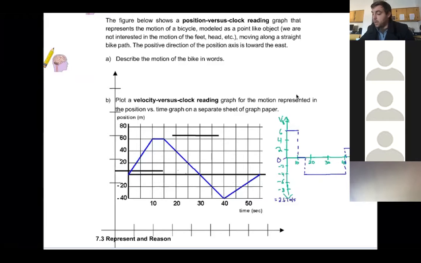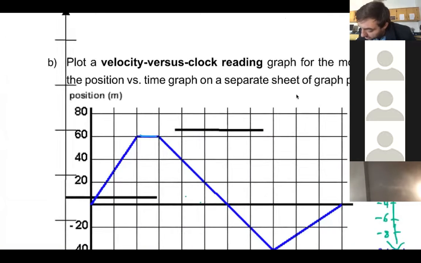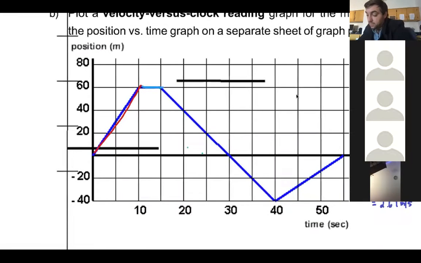Okay. So what is going on here is that this is a position versus clock graph. You were right in that it goes from 0 meters to 60 meters, but it actually doesn't accelerate. It just moves with a constant velocity from 0 meters to 60 meters, from 0 to 10 seconds. From 10 to 15 seconds, that object stays still for 5 seconds.